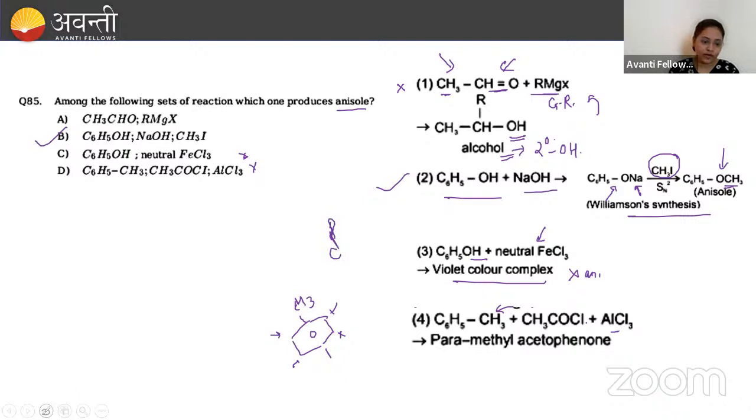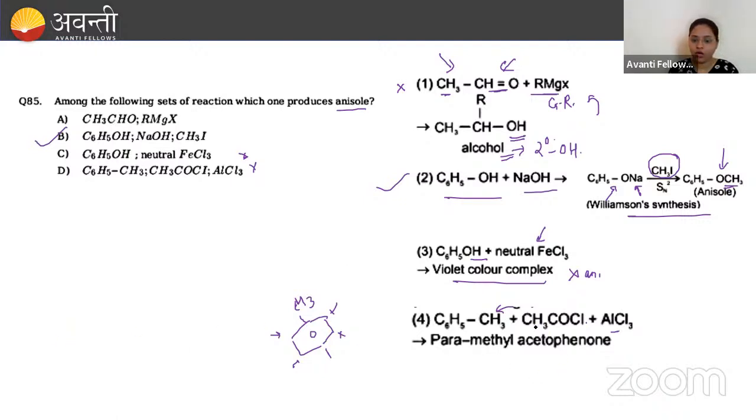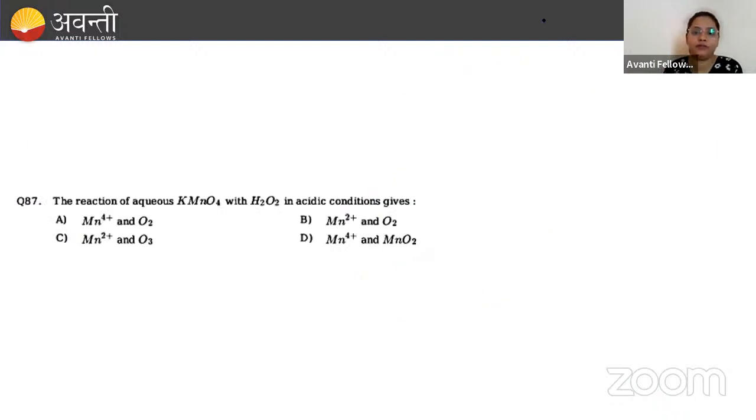ठीक है, यहाँ पे क्या ऐड होने वाला है? देखिए, यहाँ पे directly add होगा COCH3, not only OCH3. Okay, here it is going to add COCH3, not only OCH3, and that's why this is again not our reaction. So reaction B is the correct answer for the production of anisole. Okay, let's move on to the next problem.